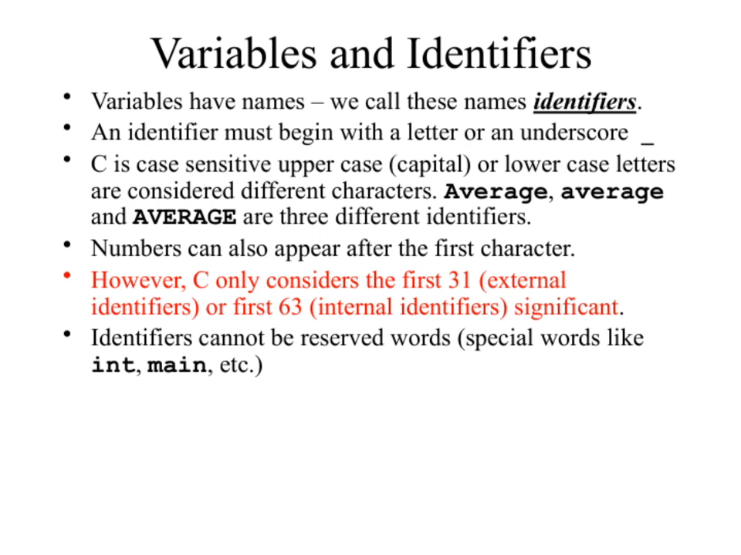This means that if you have longer names, only the first part matters for identification purposes. It's also crucial to know that identifiers cannot be reserved words or special words like int or main. These are reserved by the language and can't be used as variable names. Understanding these rules helps ensure your variable names are valid and meaningful, which makes your code clearer and easier to maintain.